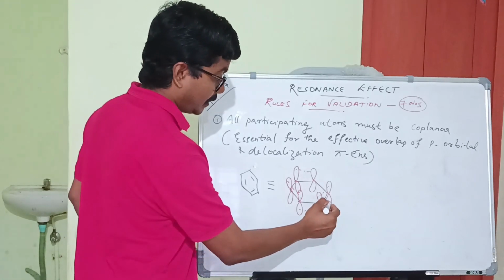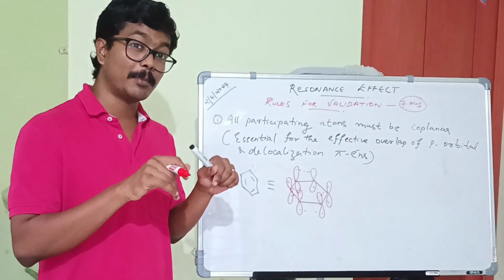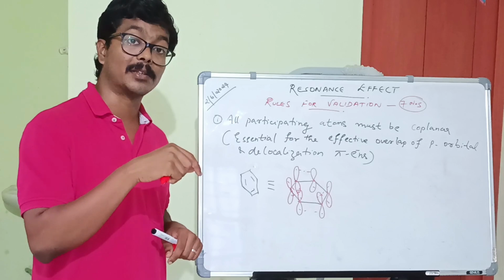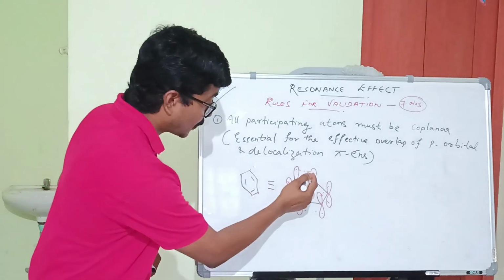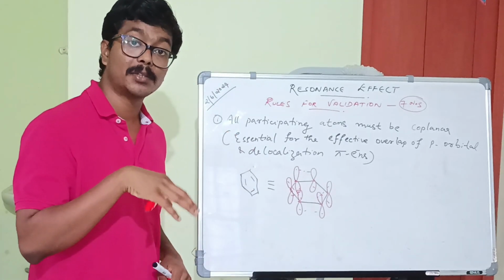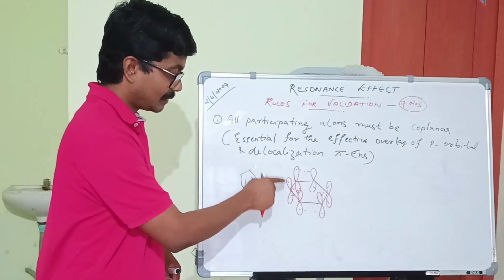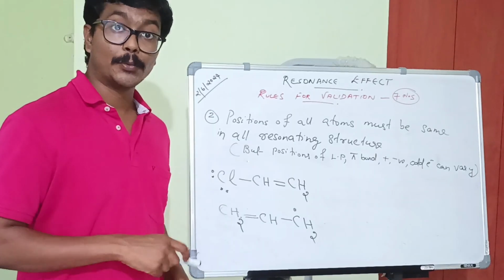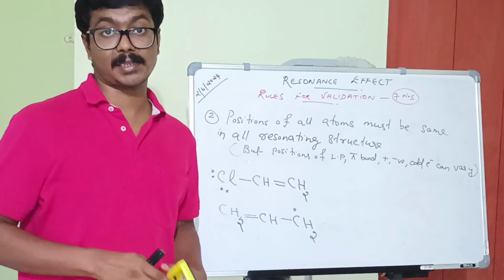The overlap between the p orbitals is essential for the formation of pi bond, which is in turn very important for the delocalization of pi electrons, and these are the main rules for validating resonance. So the overlap of p orbitals creates pi bond, and hence the delocalization of pi electrons becomes easier. So resonance is possible. This is one illustration of the first rule using benzene. The second rule is the position of all atoms must be the same in all the resonating structures.